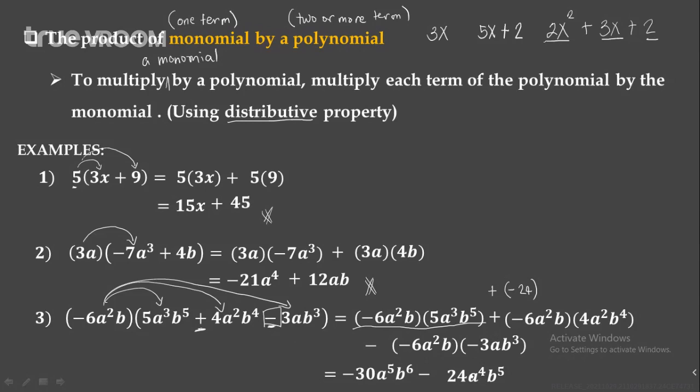What is negative 6 times negative 3? 18. Positive 18. So negative times positive 18. What will be our symbol here? Plus or minus?